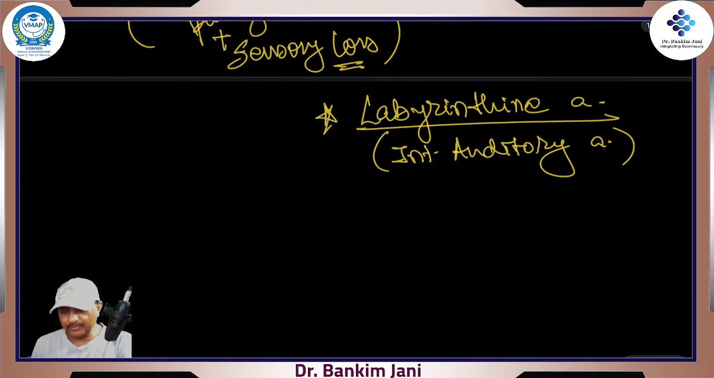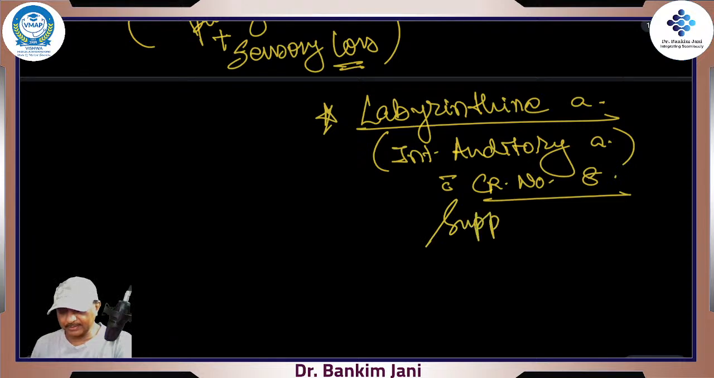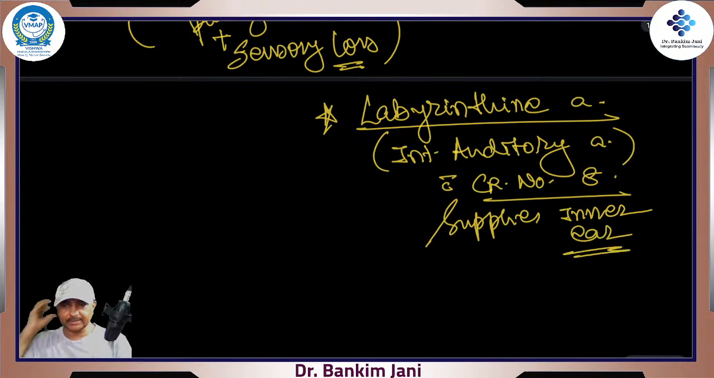And this, obviously, will be in association with cranial nerve number 8, and it supplies the inner ear. You know that there is the external ear, then the middle ear, that is malleus, incus, stapes, those three ossicles, and then there is the inner ear. This labyrinthine artery supplies the inner ear. See, it is emerging directly from the basilar artery. Big ones. So that's why things are so important and so beautiful.